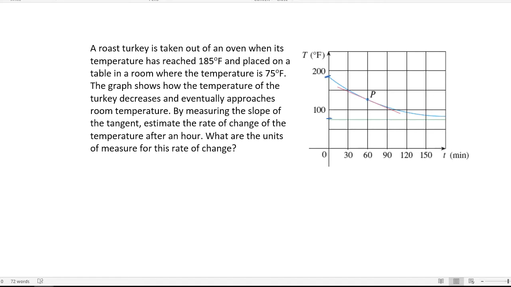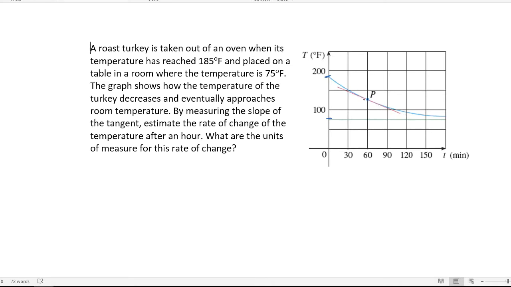What we're going to do is measure the slope of the tangent, and this is going to give us the rate of change of the temperature. Let's take a look at 1 hour. What is that rate of change of temperature at 1 hour? And we're asking what the units of this rate of change are. You can see on this graph that we've already been provided the point of tangency. Here's 1 hour, 60 minutes later, and then we're drawing the tangent line.